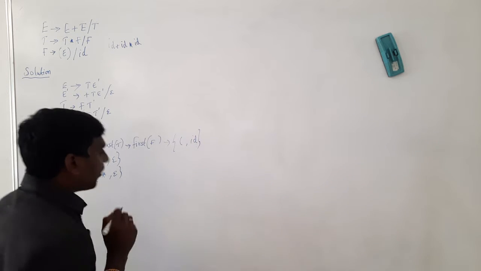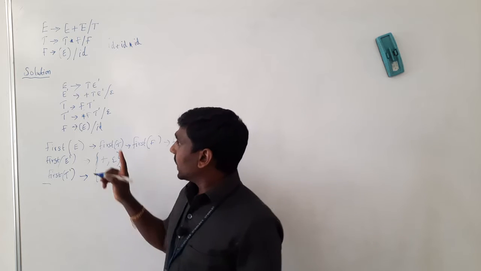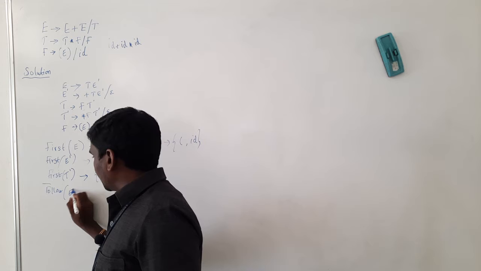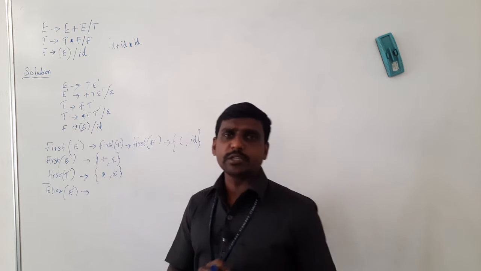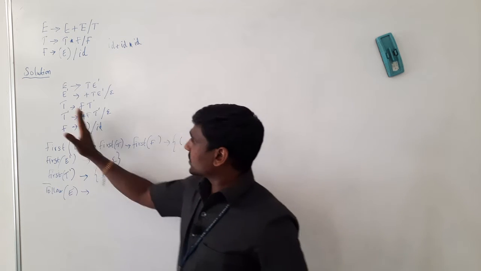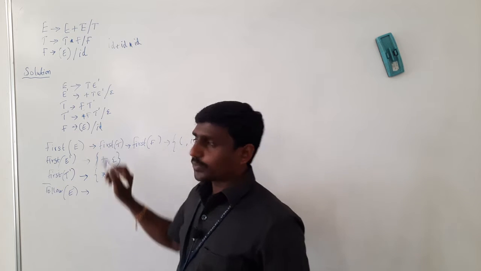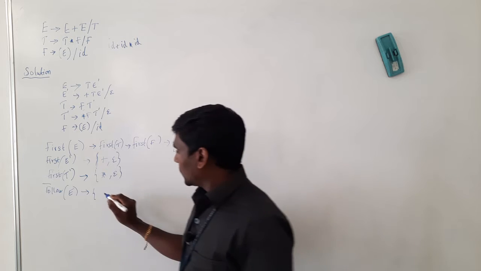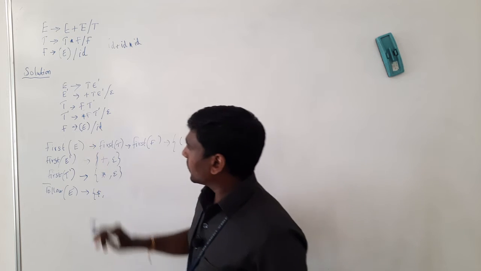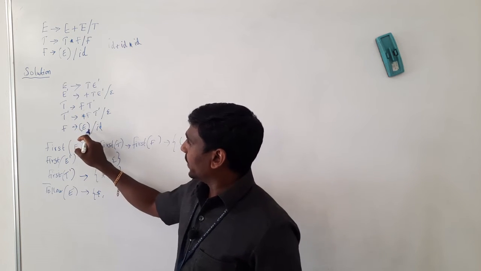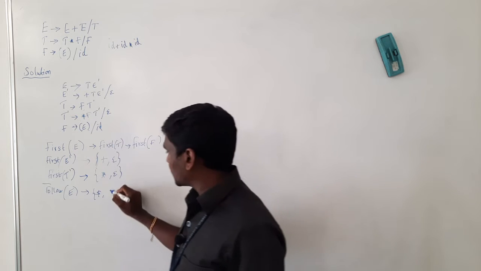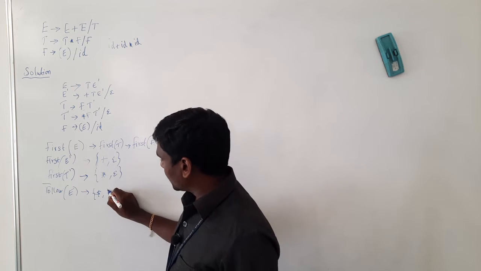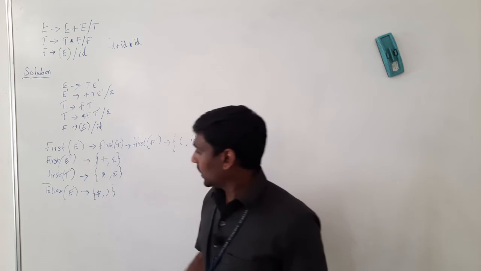So follow of all the variables, E and E dash. First, follow of E. What is the procedure to find the follow function? We want to see the right side of the arrow where E is. Whenever it is the start symbol, we have to put dollar. E is immediately followed by open brace and close brace, so I have to put close brace. Clear?